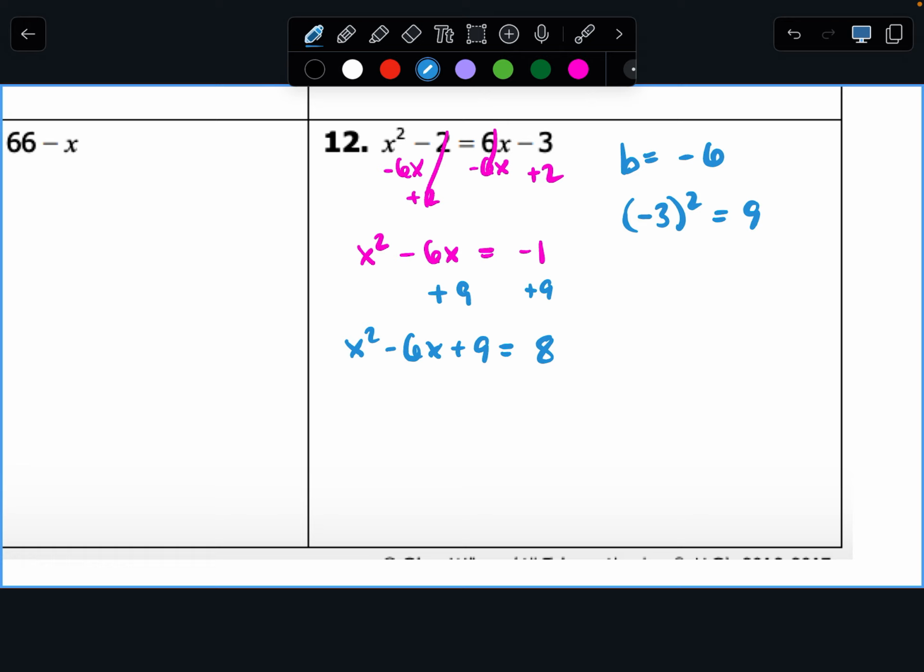I'm going to use that. I'm going to factor it. Square root, x and 3. Notice the subtraction, so we're going to take x minus 3 squared equals 8. And my last step, square root both sides.